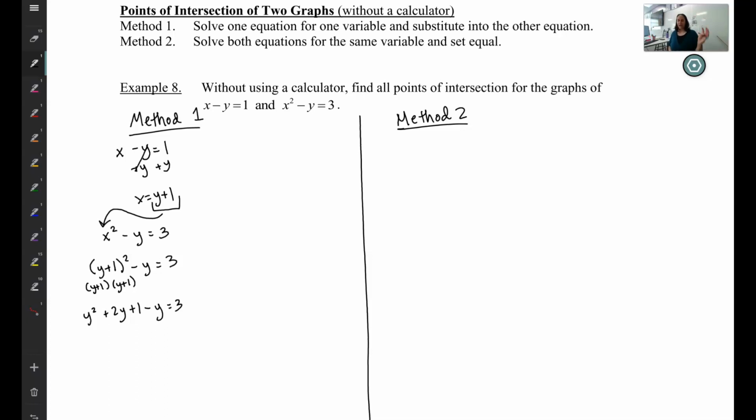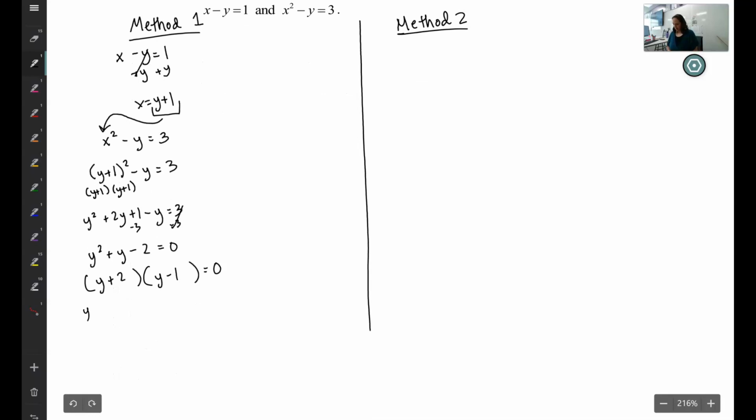Combine like terms and let's bring everything to one side. So I've got y squared, 2y minus y is plus y, 1 minus 3 is minus 2, equals 0. And then you can factor this, you can use quadratic formula if you want, whichever one you want, but it should factor out y plus 2 and y minus 1. And then from there, separate each of these to equal 0 and solve both individually. So I got y equals negative 2 and y equals 1.